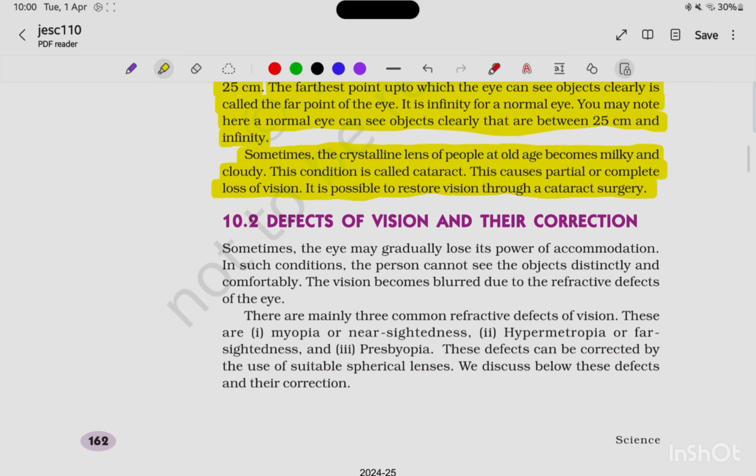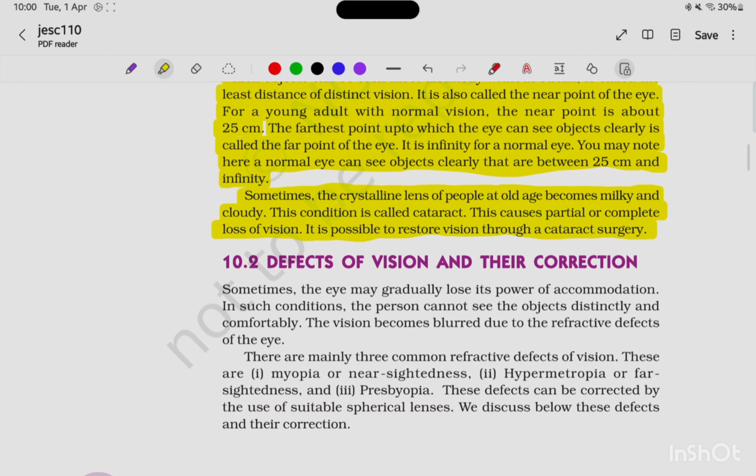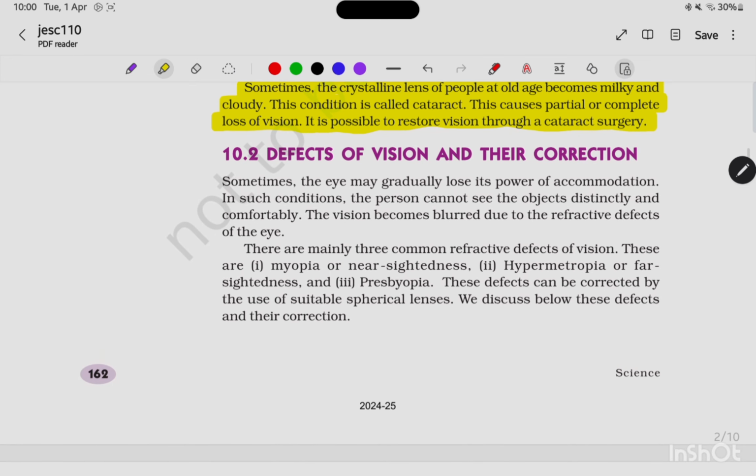Okay. Defects of vision and their correction. Now, there are some things in the defects of vision that I can relate to. Sometimes the eye may gradually lose its power of accommodation. In such conditions, the person cannot see objects distinctly and comfortably. The vision becomes blurred due to the refractive defects of the eye. There are mainly three common refractive defects of vision: myopia or nearsightedness, hypermetropia or farsightedness, and presbyopia.